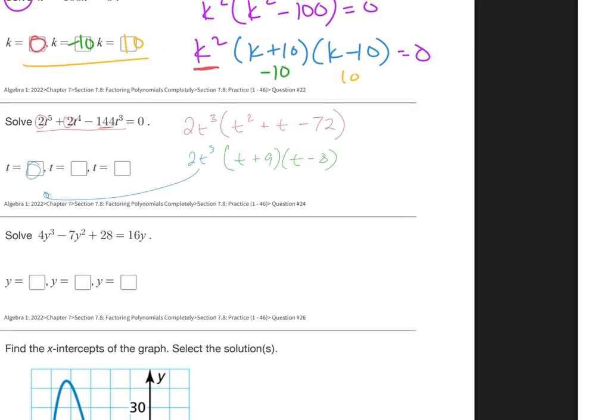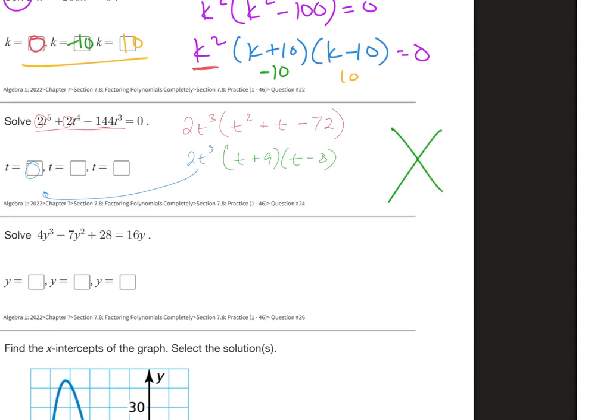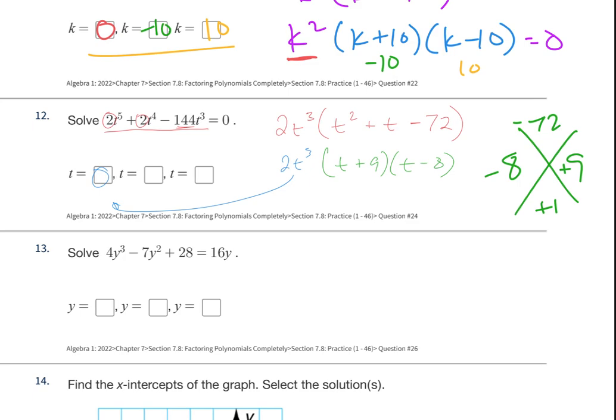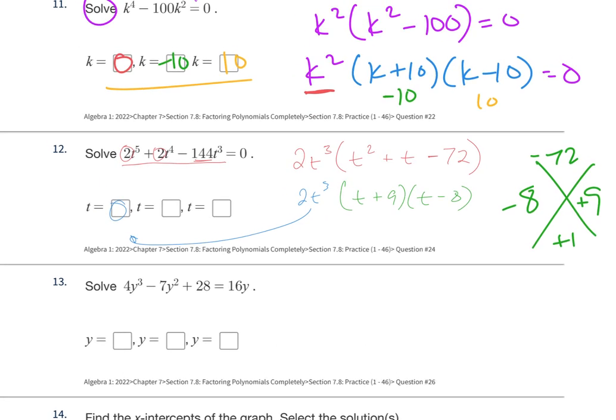If you're like, how did he do that? Eventually, you guys are going to be able to do some of these in your head, like, oh, okay, 72, yes, it's negative. We want to get positive 1. The factors of 72, I mean, there's lots, but it's 8 times 9, okay? And it's going to be a negative 8, a positive 9. So that's how I got this. This piece would be -9. This piece would be 8.